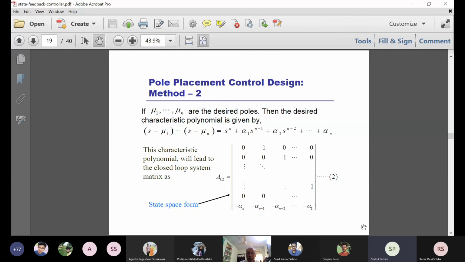Because the controller gain, as we have seen in a PI or PID controller, is basically related to the closed loop system's response. As we increase the controller gain, the closed loop system becomes faster. But at the same time, if I increase the controller gain, the manipulated input also will be high. Right? The change in manipulated input will be high, which is not desirable.